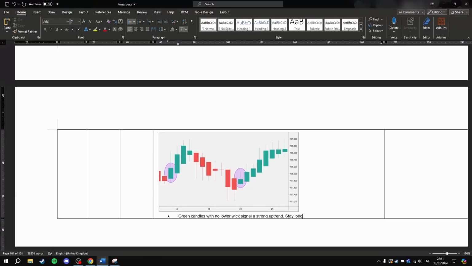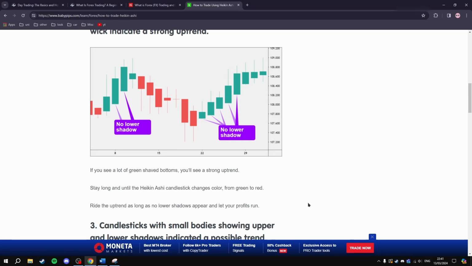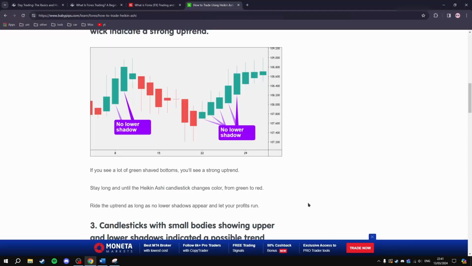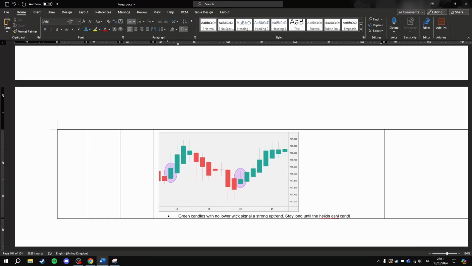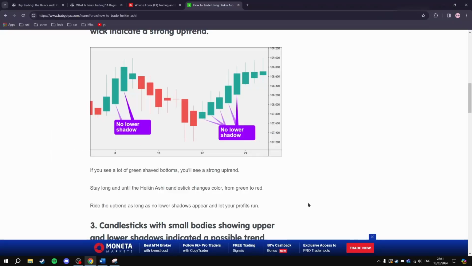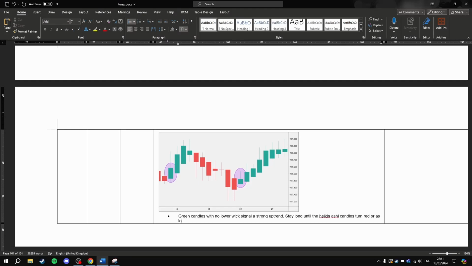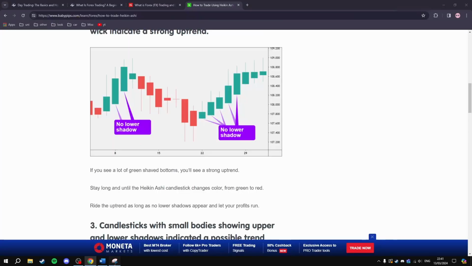So stay long until the heikin ashi candle turns red, or as long as no lower wicks appear.